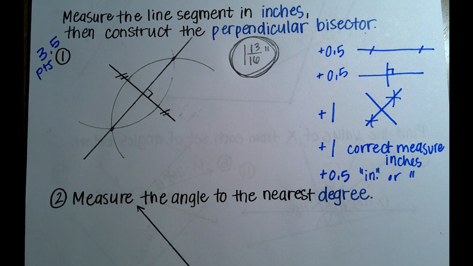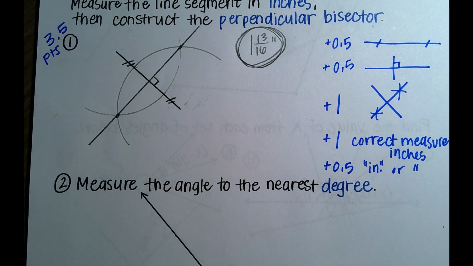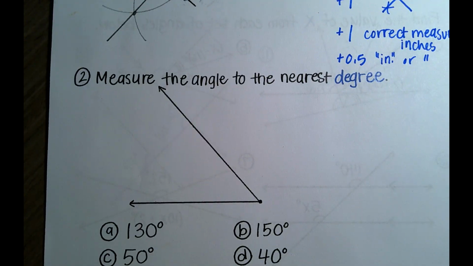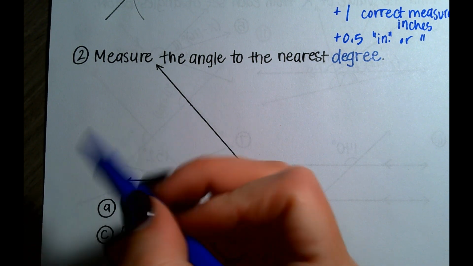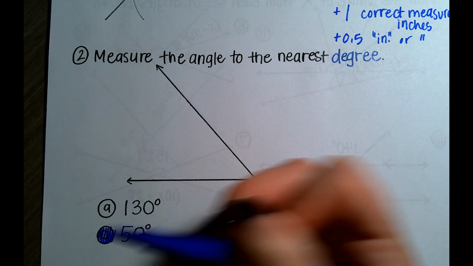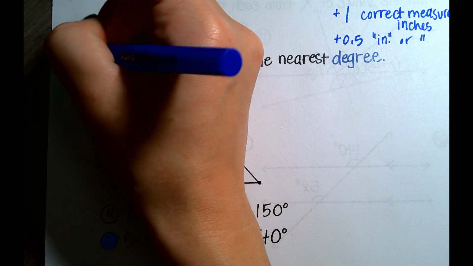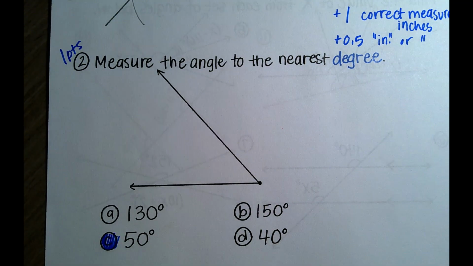Any questions about number 1, how to do it, or where any of those points will be coming from? All right, so let's go ahead to number 2. And number 2 is just worth 1 point. Is it C? It is C, 50 degrees. This is worth 1 point, and I'm going to show you how we found that it's C.